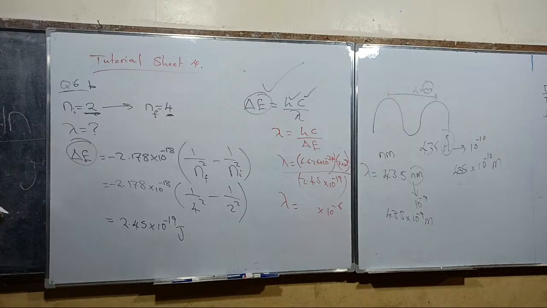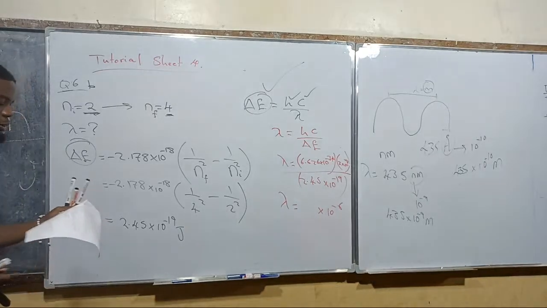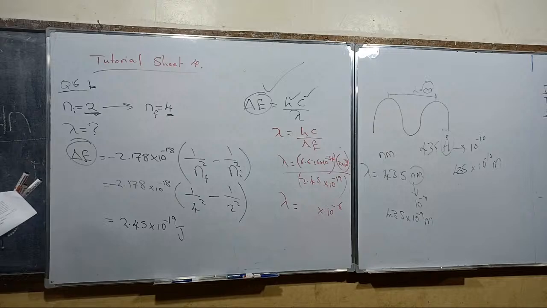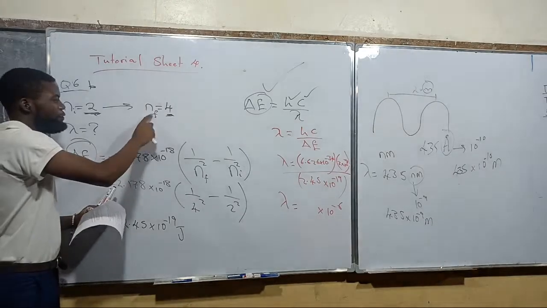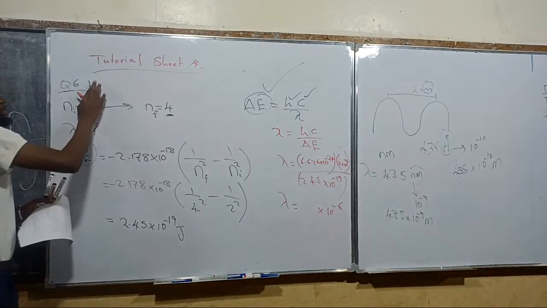Okay, so the last question, which is question number C. The reason why I picked question number C is because it has n final infinity. So question number C.